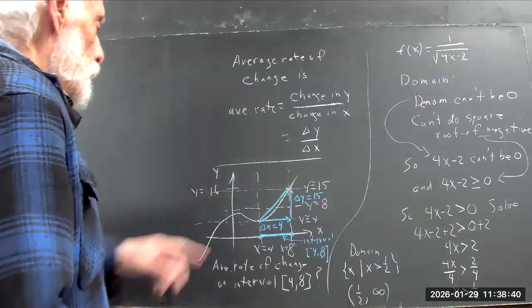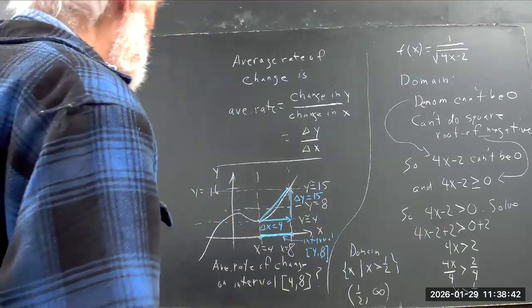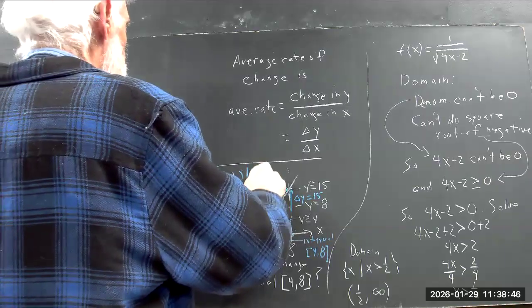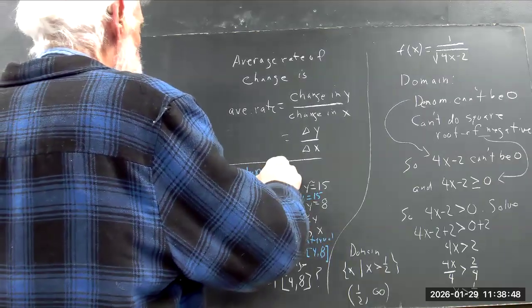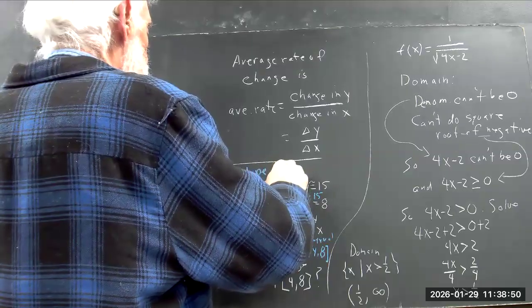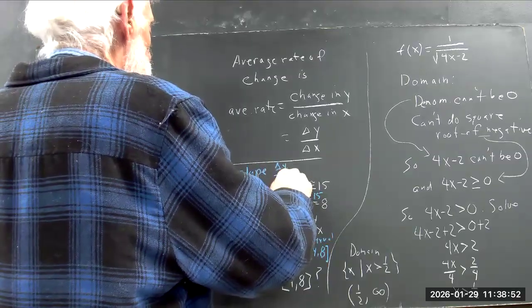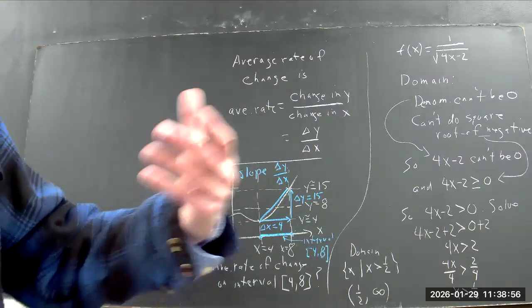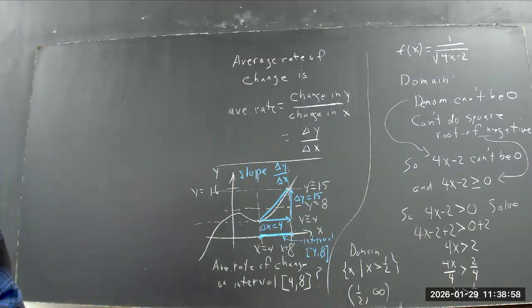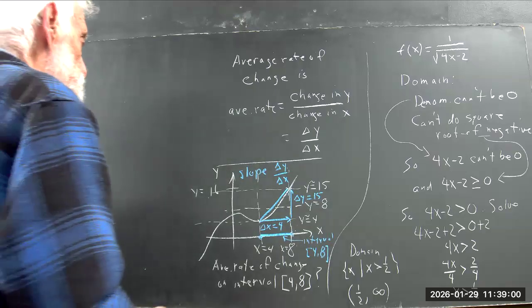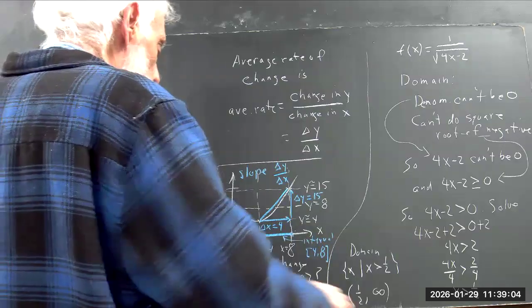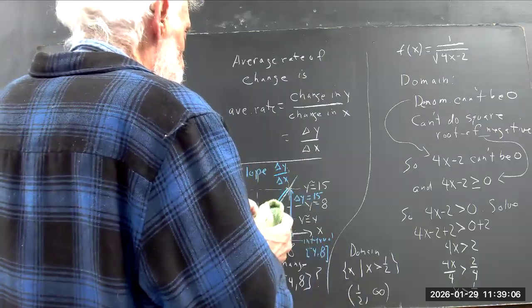This straight line from point to point has slope delta y over delta x. Slope is rise divided by run. Okay, I'm going to give you just a little more.